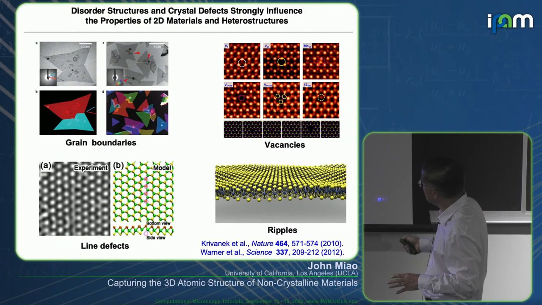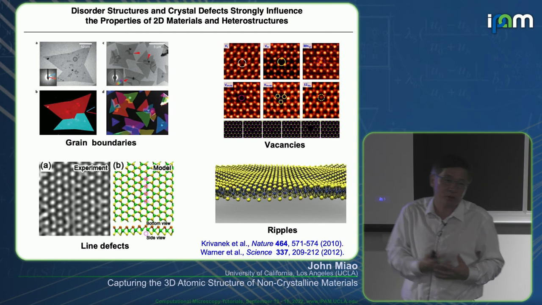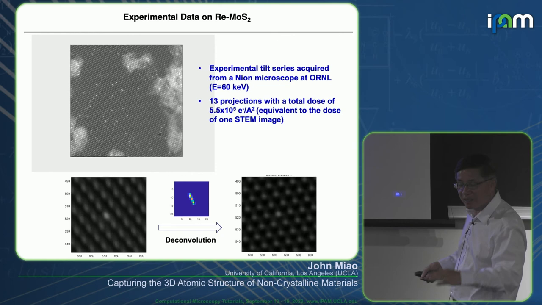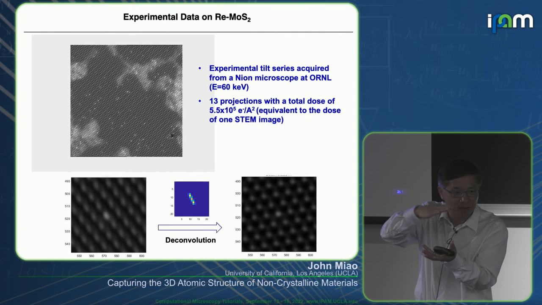But I'm also into 3D. This is our 2D projection, but we want to get a 3D. So we got a data set from two different angles. One thing we noticed is that when I put 2D materials on the holey carbon film with a hole, they actually vibrate like crazy, like a drum.